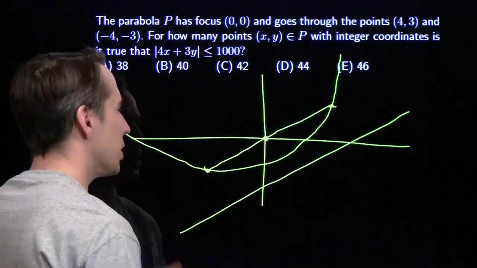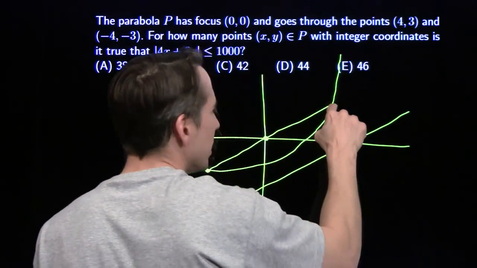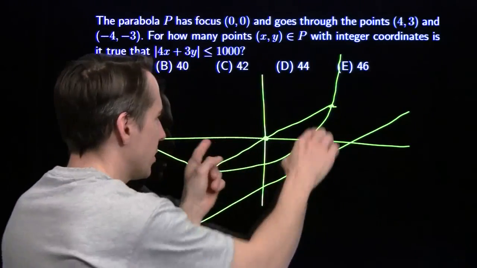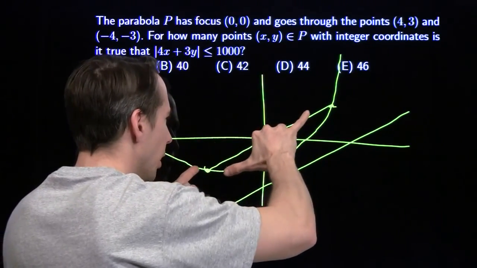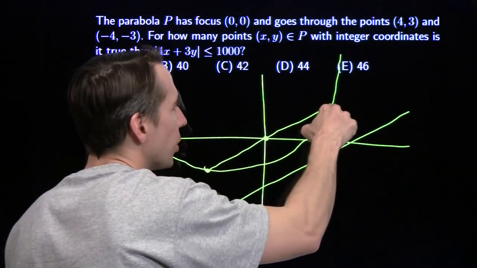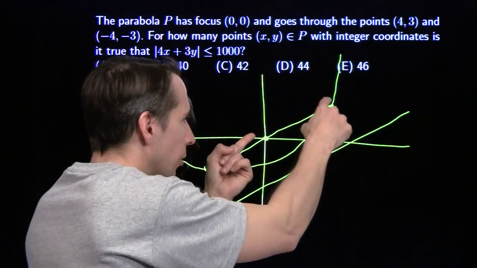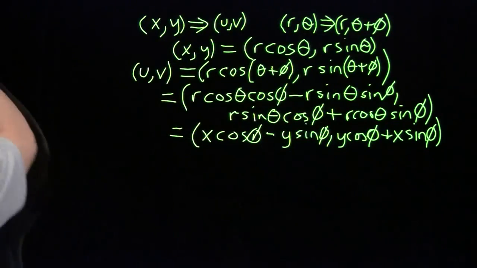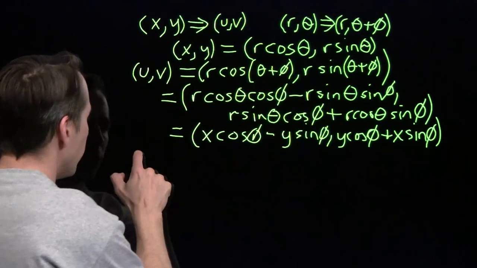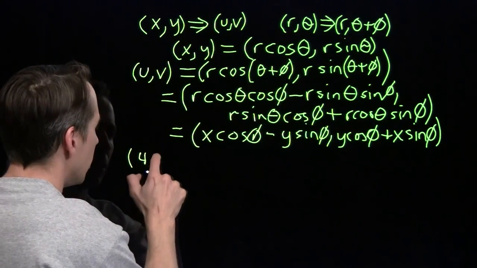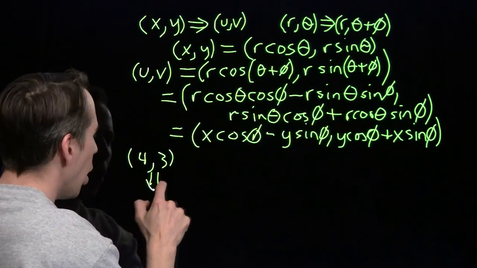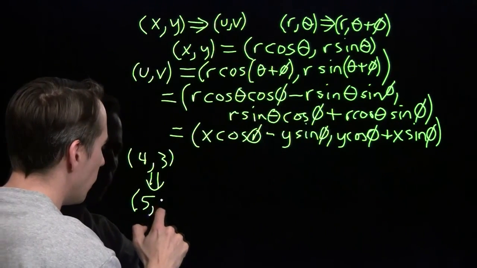Vertical axis of symmetry. Now if we spin that parabola, we're going to take this point 4, 3 down to the x-axis, and keep the origin right there, keep the focus right there. We're going to spin that 4, 3 and it's going to go down here. It's going to go to 5, 0, because it's still going to be 5 away from the focus. So we want xy of 4, 3 to go to 5, 0.